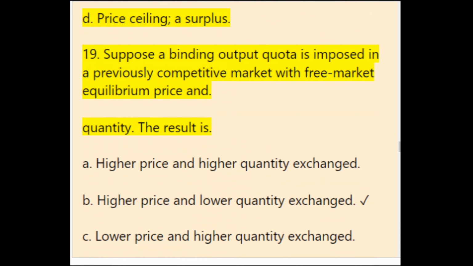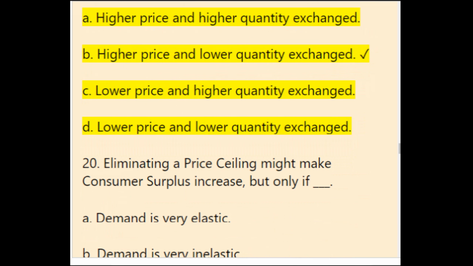19. Suppose a binding output quota is imposed in a previously competitive market with free market equilibrium price and quantity. The result is: A. Higher price and higher quantity exchanged. B. Higher price and lower quantity exchanged. C. Lower price and higher quantity exchanged. D. Lower price and lower quantity exchanged.